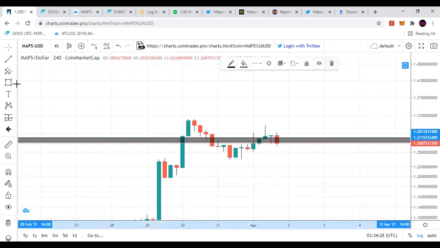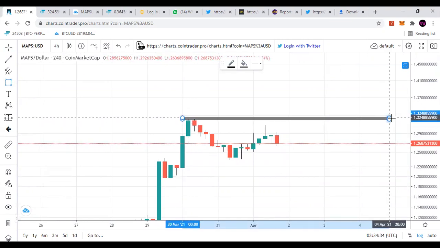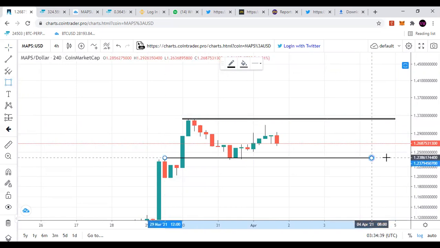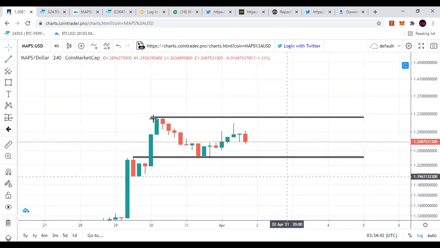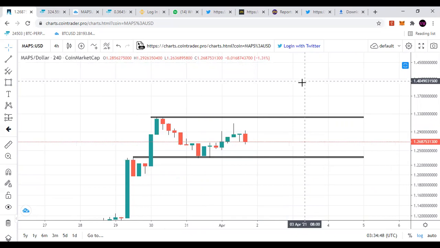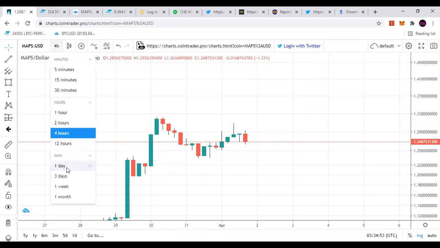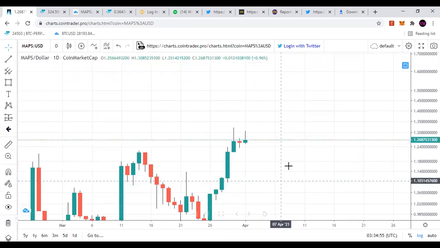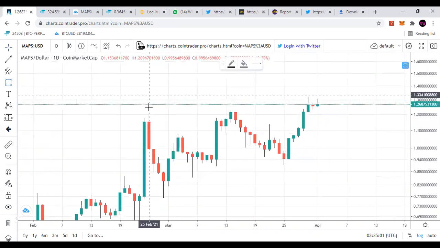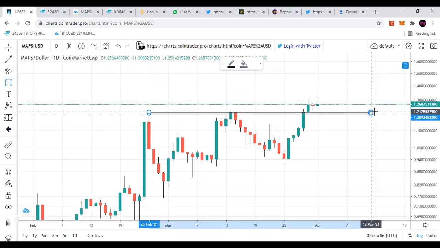So let me remove this now. This is the first and the new resistance now, and this is another level of support here. So price needs to hold within this resistance and this support for us to get a new move to the upside. But so far so good. I can see price is looking good at this level. Looking at the daily time frame, there's nothing really much on this MAPS USD. Just to understand these levels, and they are very important for you to understand these levels here.